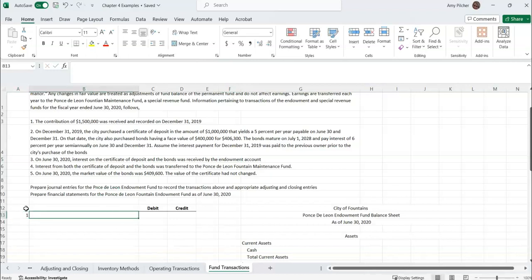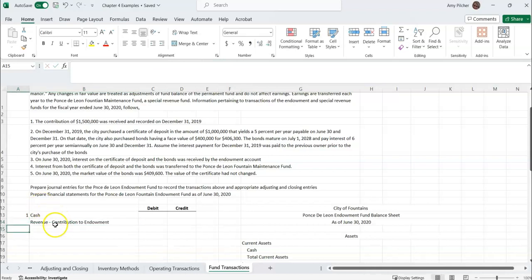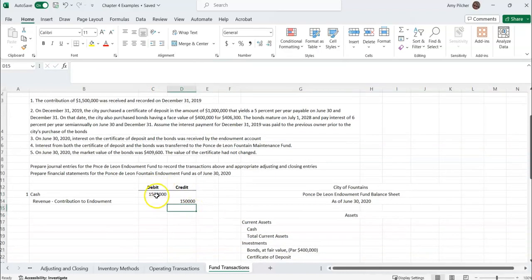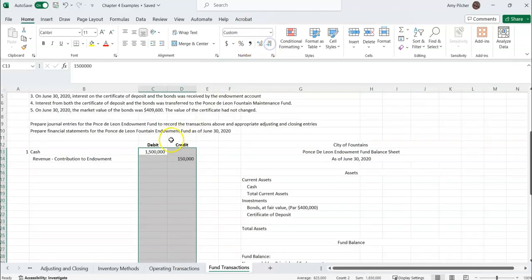So transaction 1, we receive cash, and then we have revenue for the endowment. So we have a contribution to endowment as our credit. Okay, so we received $1.5 million.